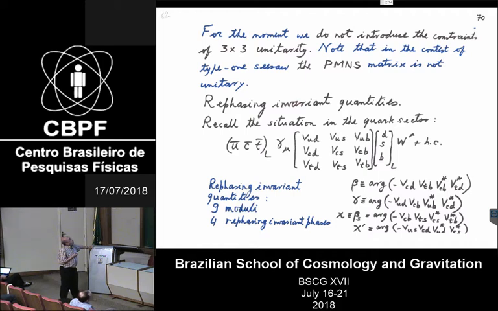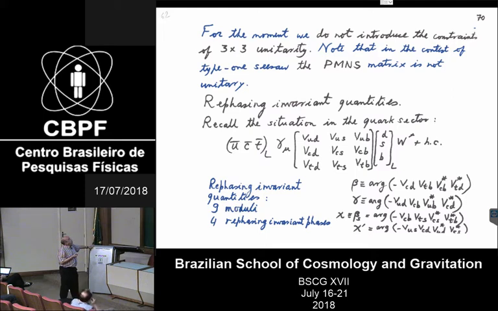But note that in the context of type 1 seesaw, the PMNS matrix, strictly speaking, is not unitary. Deviations from unitarity will be very small due to the large mass of M_R. You recall that I talked about these angles.